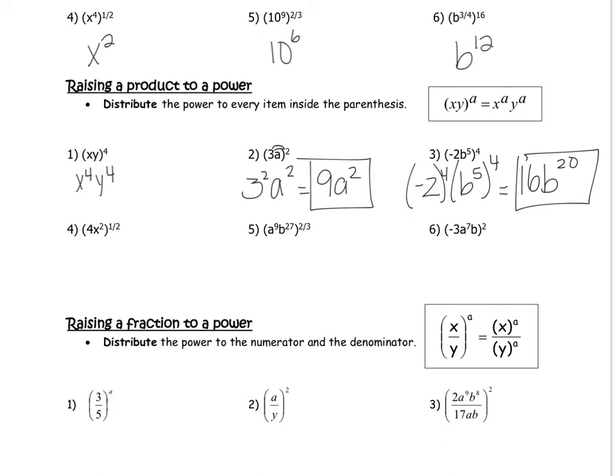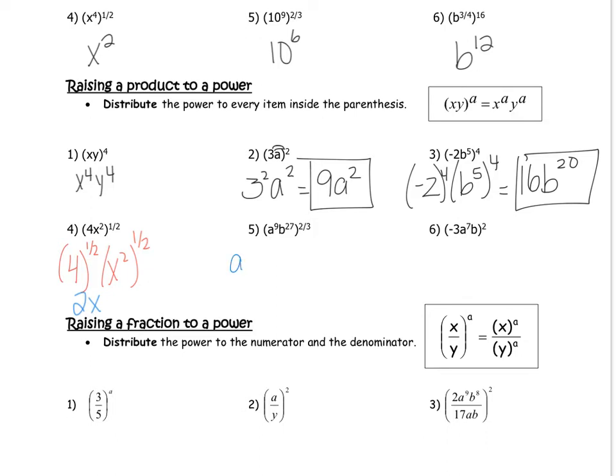Okay, number 4. We're going to take 4 and raise it to the 1/2, and then we're going to take x squared and raise it to the 1/2. So in your calculator, you can put in 4 to the 1/2. Pause the video until you've done so. So it should be 2x, because 2 times a half is 1, so 2x. See if you can try 5 and 6 on your own. Hit pause until you've done so, and then hit resume.